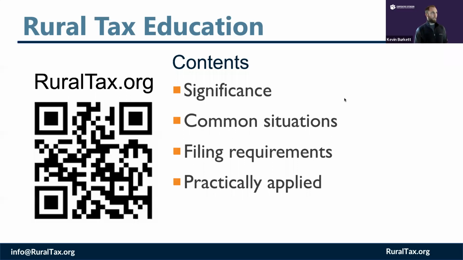Just a quick rundown of today. We'll talk about the form and the significance of it. We're approaching this from a farm business management perspective: what are the common situations that we see in agriculture, and what common situations do we have to deal with in relation to the 1099 form? We'll cover the requirements of the form: what do we need to do to be compliant? And then, once we know a little bit about the rules and regulations, how do we practically apply this and make sure the forms are filed correctly from a management perspective?